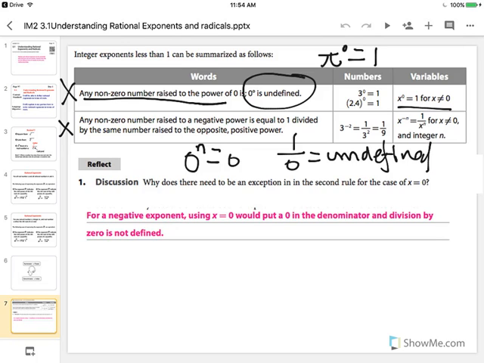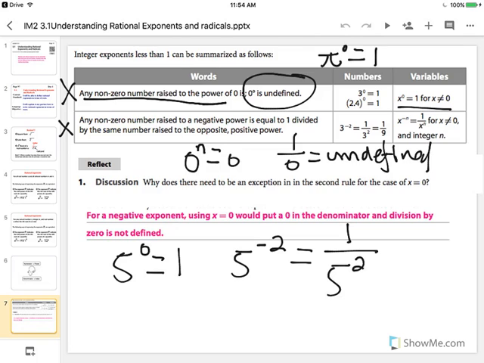Okay, so let's go through some examples. If we were to have 5 to the 0 power, then the answer would be just 1. Or if we have, let's say, 5 to the negative 2, since it's a negative exponent, we will write this as 1 over 5 to the second power. So the 2 becomes positive in the denominator, and so this will be 1 over 25.